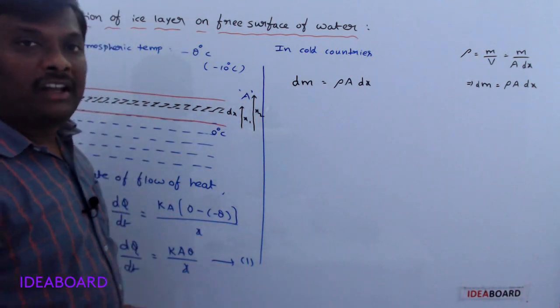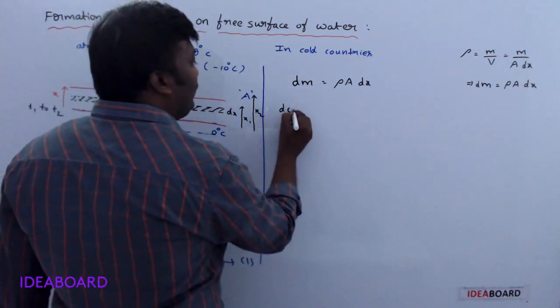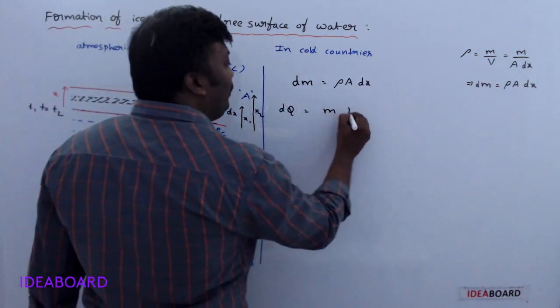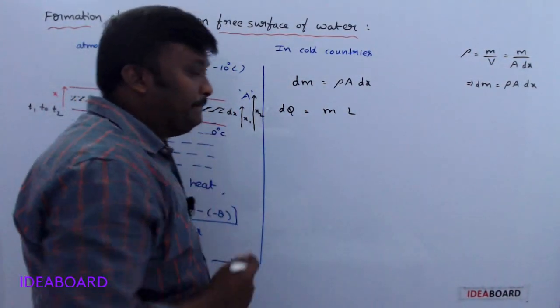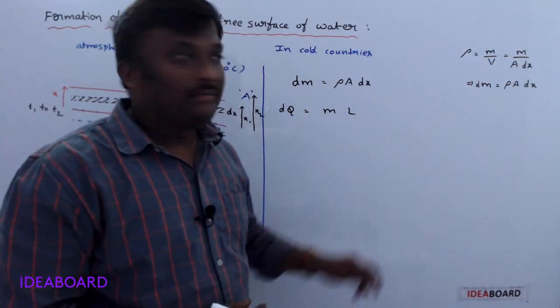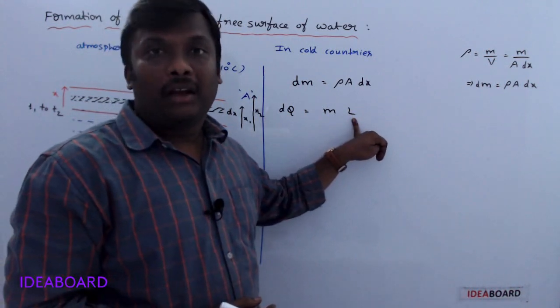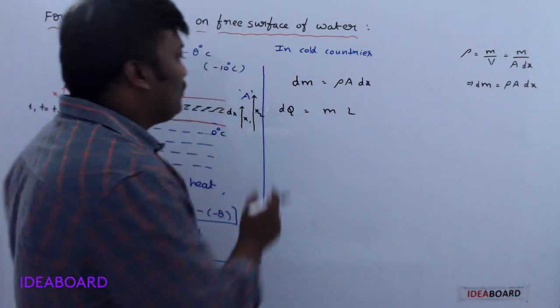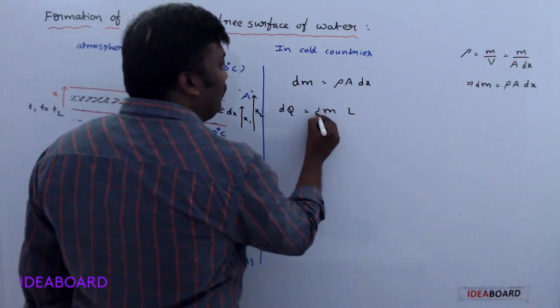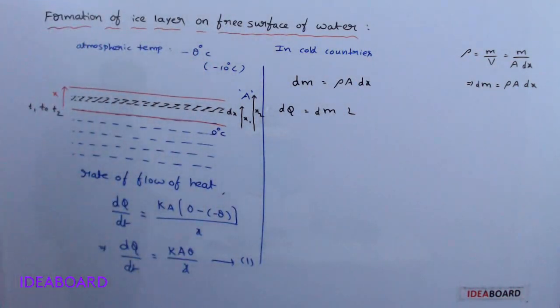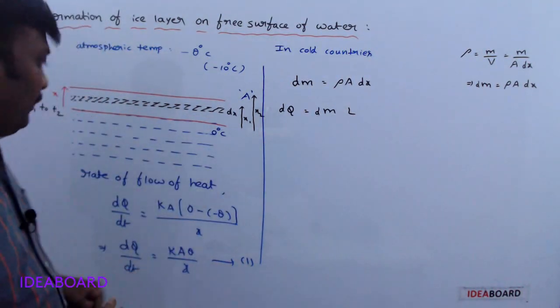We know the formula for dQ: dQ is m into L, where L is the latent heat of fusion of ice, 80 calorie per gram. Do you remember? So dQ is now equal to dm into L. So instead of dQ here, can you write dm into L? Then what happens?